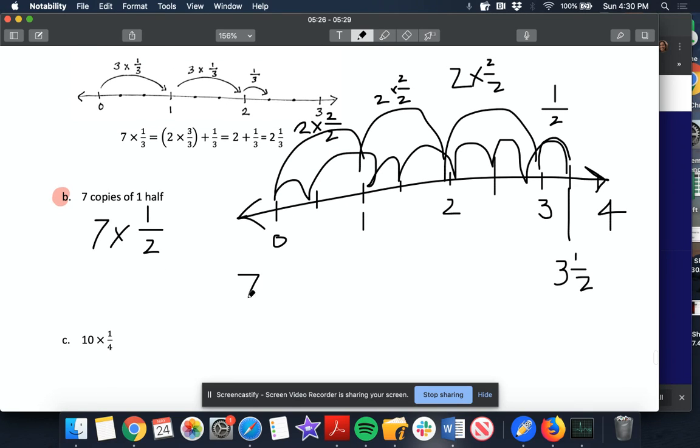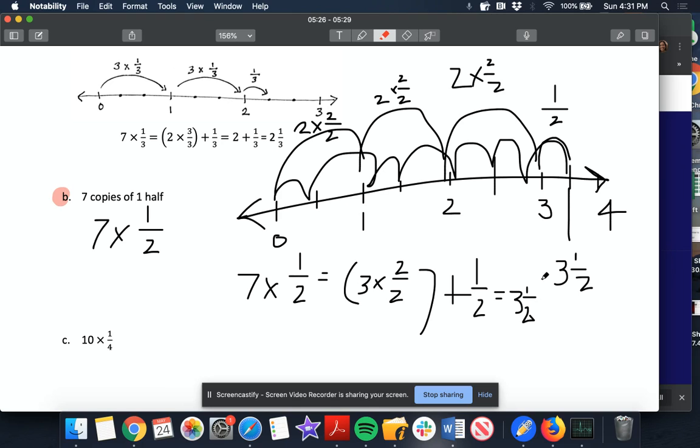Okay. We can also write this as, if we want to jump by ones, that would be 2 over 2. Jump again, we would have 2 over 2. Jump again, we would have 2 over 2. And then we would just jump one more time to get to that 1/2 mark. Okay, so we know that 7 times 1/2 is equal to 3 times 2 over 2, because there's 3 segments here, plus that extra 1/2. And that would equal this 3 and 1/2 mark.